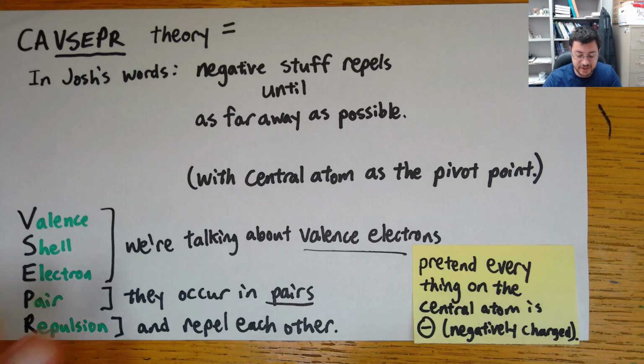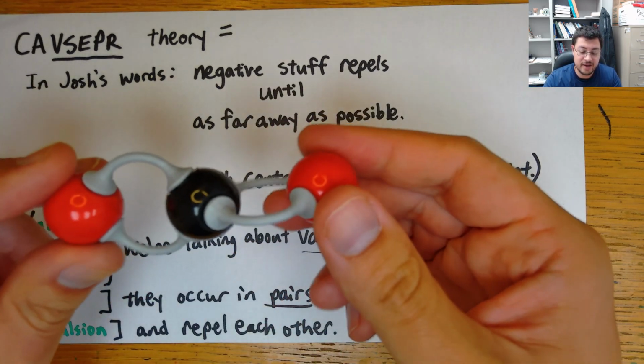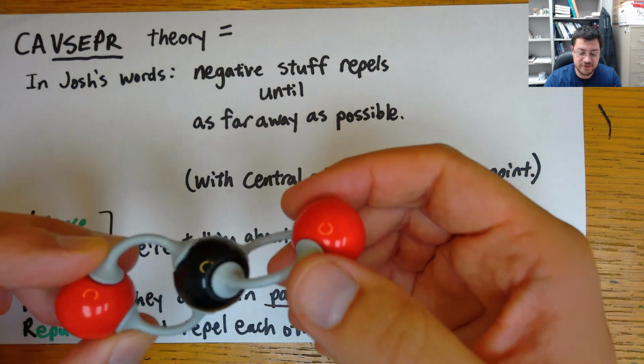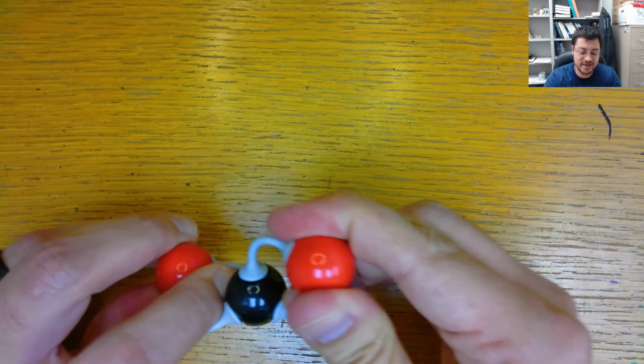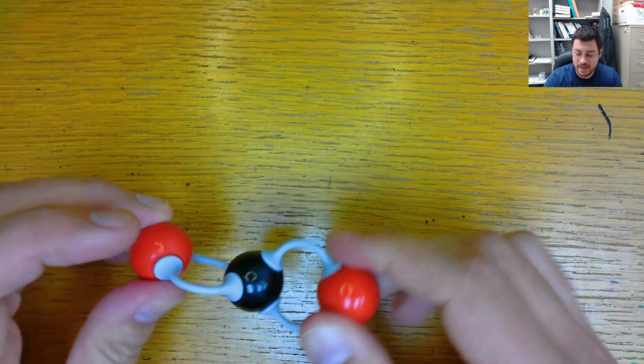So let's start with carbon dioxide. We're going to ask a question from a repulsion point of view. Why is carbon dioxide a straight line? How come we don't see something bent like water? How come it straightens out? The idea is that we're bonded to the central atom, and the central atom is where we can pivot.